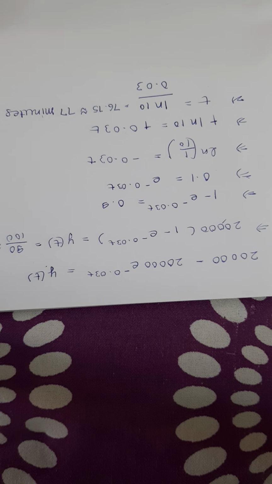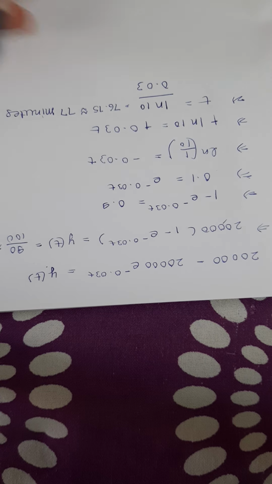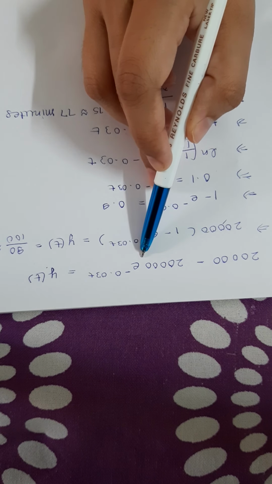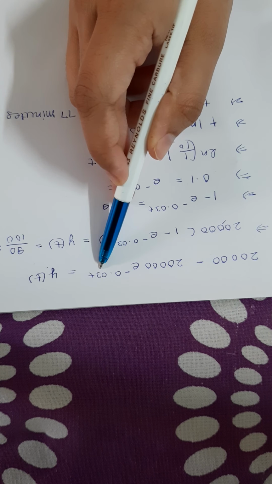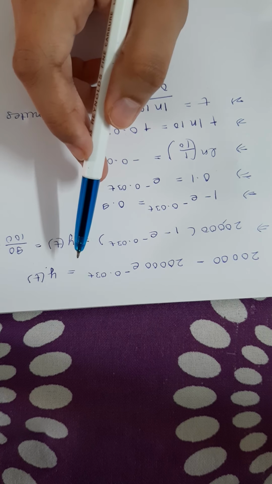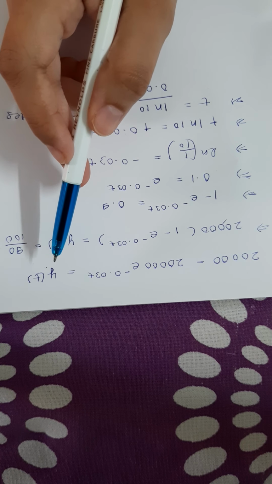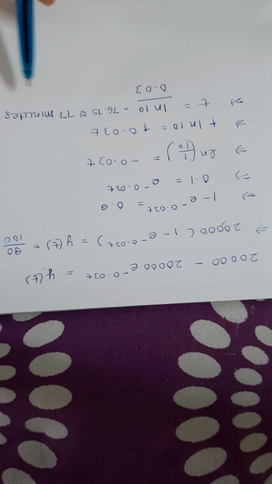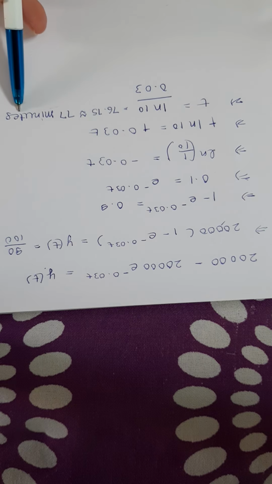So the equation for the amount of fresh air at any time is 20,000 minus 20,000 e power minus 0.03t, and at the time when the room of 20,000 cubic feet has 90% fresh air, that is at 77 minutes of the process.